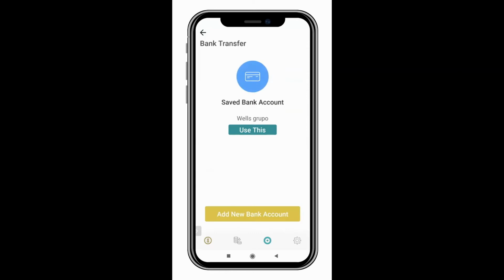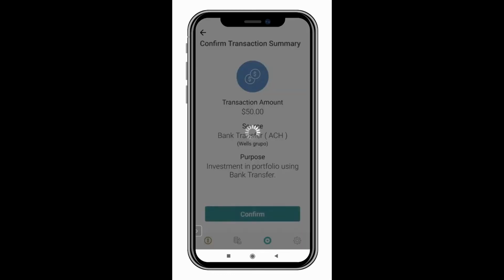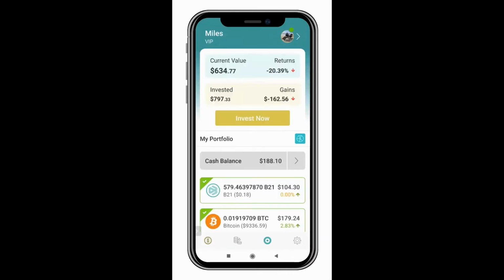I already have an account set up, my Wells Fargo account, so I can just say use this. It's going to confirm I want to make a $50 investment in my portfolio using a bank transfer, and I confirm. And that's it. So the service is now going to go out. It's going to purchase those assets based on the allocation. It'll charge my ACH account, which is my bank account. And you can see already those confirmations have come in and I have purchased those assets.